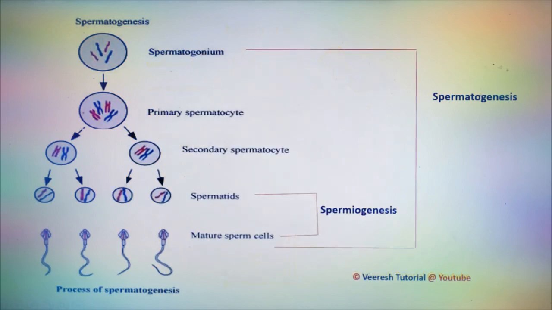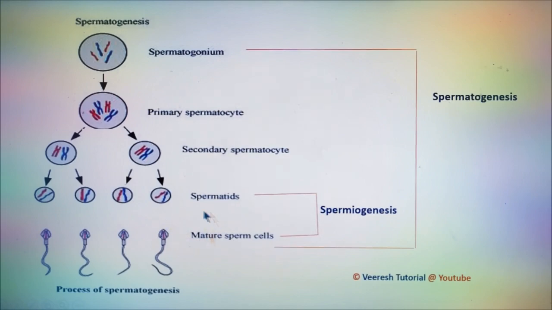So let's look at the process involved in spermatogenesis. Usually germ cells will be there. The germ cells divide to form spermatogonia, and these spermatogonia divide mitotically to form spermatocytes, and each spermatocyte undergoes two meiotic divisions to produce spermatids, and from the spermatids it forms sperm cells or spermatozoa.